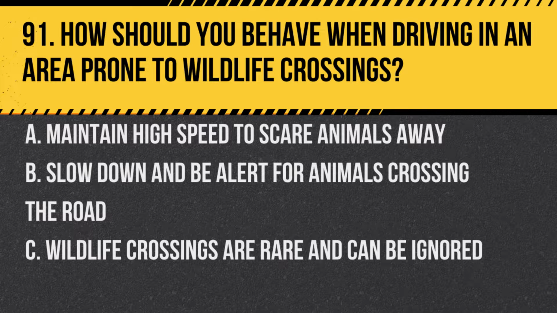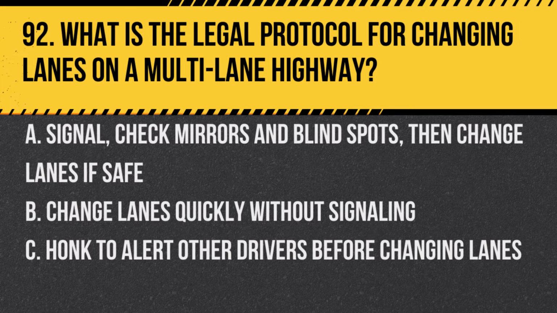Answer: B. Slow down and be alert for animals crossing the road. Be cautious as animals may unexpectedly enter the road. Question 92. What is the legal protocol for changing lanes on a multi-lane highway? A. Signal, check mirrors and blind spots, then change lanes if safe. B. Change lanes quickly without signaling. C. Honk to alert other drivers before changing lanes.